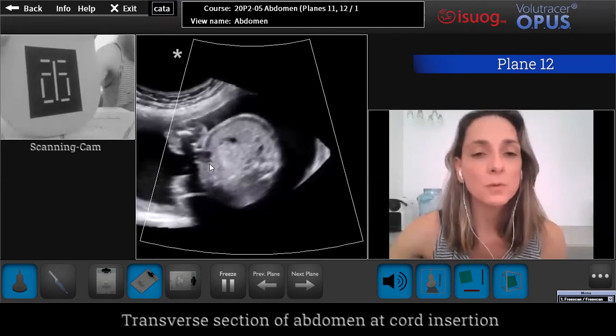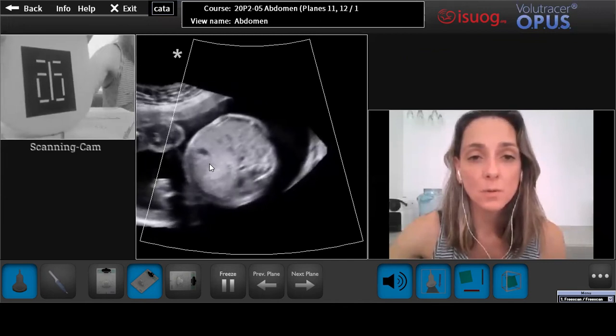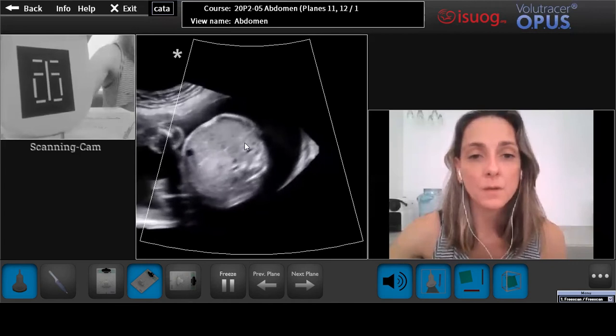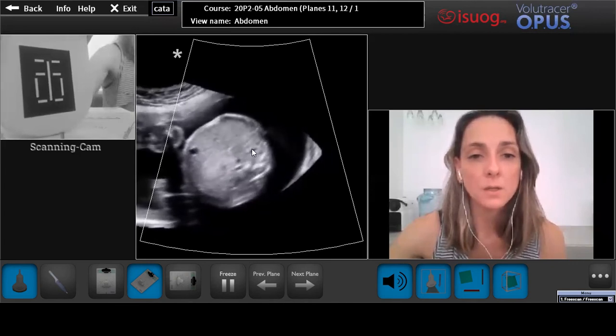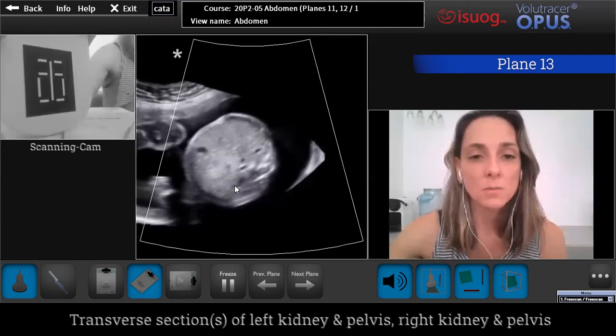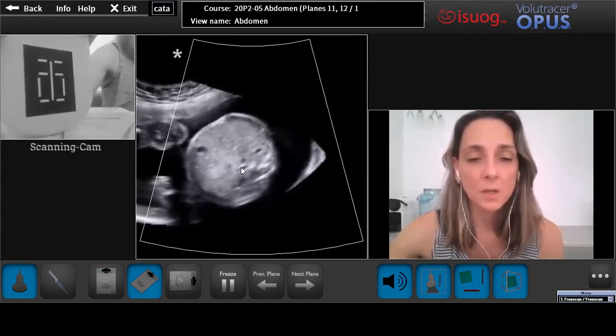And finally, we move on to plane number 13. We go backwards to find both kidneys. Here is the right kidney, and here the left kidney. And we can also see 2 nice normal renal pelvises. So that would be then plane number 13. And with this, we finish the reviewing the fetal abdomen.